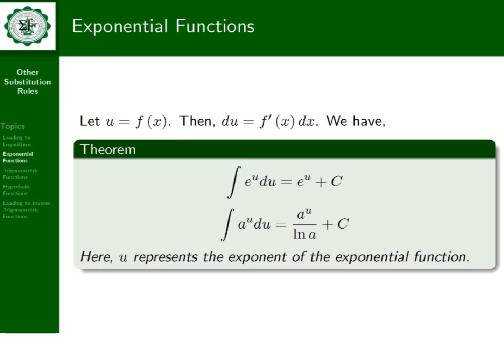Our next rule is for exponential functions. So these are the formulas. We have the integral of e to the u du is equal to e to the u plus c. And for general exponential functions, we have the indefinite integral of a to the u du is equal to a to the u over ln of a plus c. So a here is any real number greater than 0, and it must not be equal to 1. Now, here u represents the exponent of the exponential function.